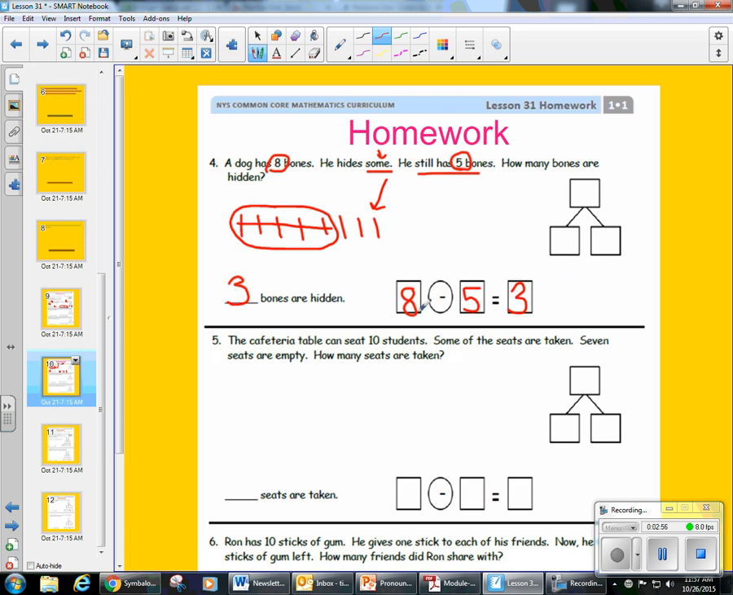Now you need to use those 3 numbers to make a number bond. The box or the circle or whatever shape is by itself on a number bond, that is always going to be the largest number, which would be 8 for us. And then the other 2 boxes are the smaller numbers in that family, which would be the 5 and the 3. You're going to do the same thing with number 5 and also with number 6.